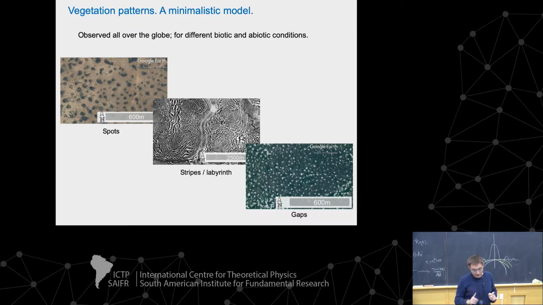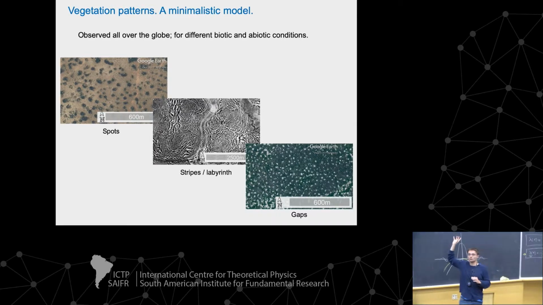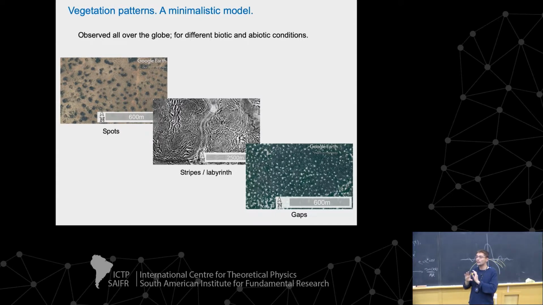And there is something very interesting about these patterns that you are seeing here: they appear in many, many different places. Although you may think they don't, they have been found in Australia, in Africa, and they usually appear in regions where there is not a lot of water. So when there is some aridity and plants need to fight with each other to get access to that water, then they tend to organize in these shapes.